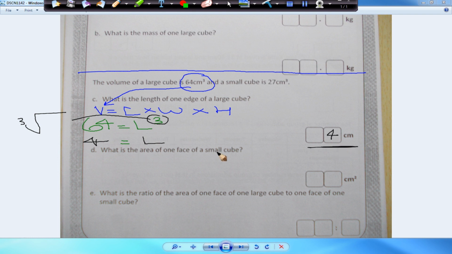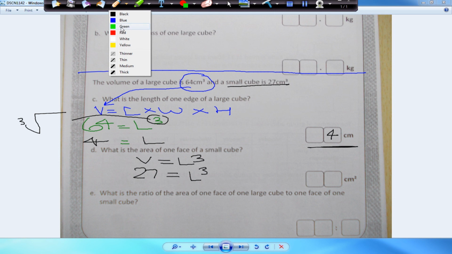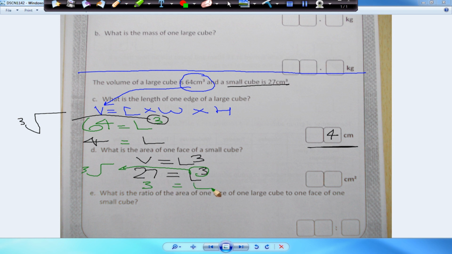Okay, what is the area of one face of a small cube? Now we know that the small cube has a volume of 27. So the volume is equal to length cubed. So we have the volume cubed is 27. Let's have Iman. Iman, I want to work out the length. How do we work out the length? Tell me what you did. You find the cube root. Yeah, of 27. Excellent. So now we know the length is 3. That's not the answer. The length is 3 of the small side.